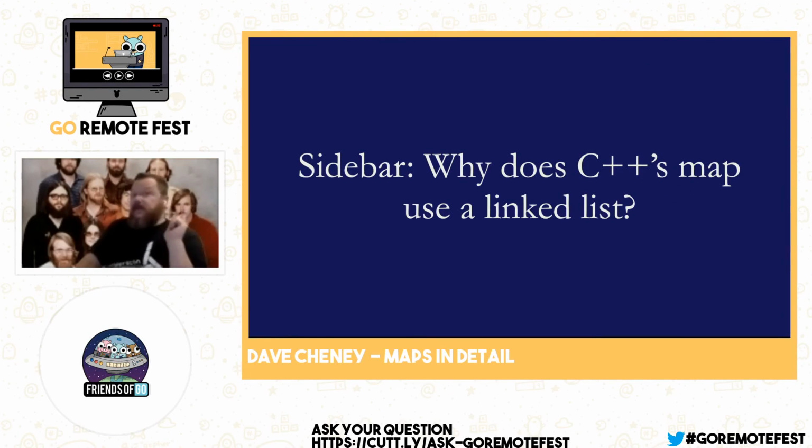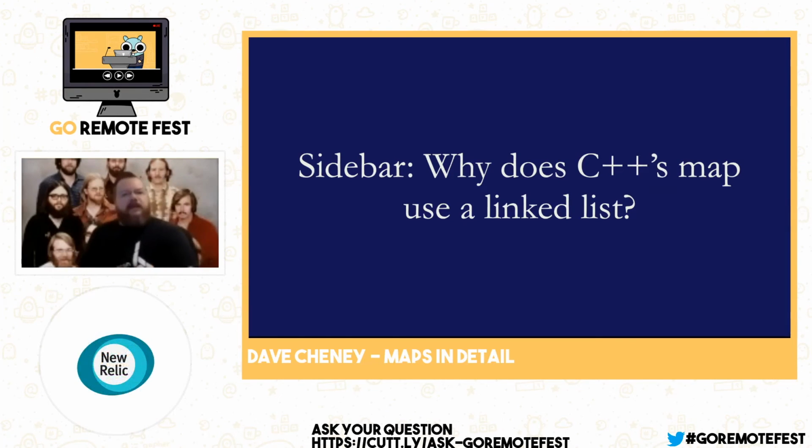And here's a sidebar, something that won't work too well here in radio land, but as a question to the audience: why has the C++ map used a linked list? Isn't this a language which is all about performance? Why would they use such an inefficient data structure?